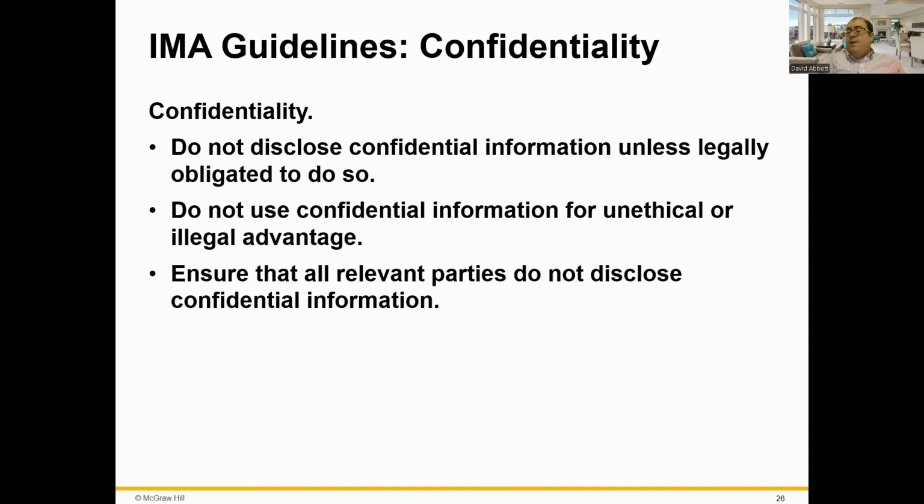Confidentiality is a really big deal in this area, and it's a big deal, obviously, in all businesses. It's important that you not disclose confidential information unless you're legally obligated to do so, and not to use confidential information for unethical or illegal advantage. Ensure that all relevant parties do not disclose confidential information.